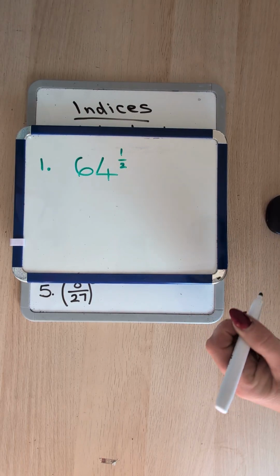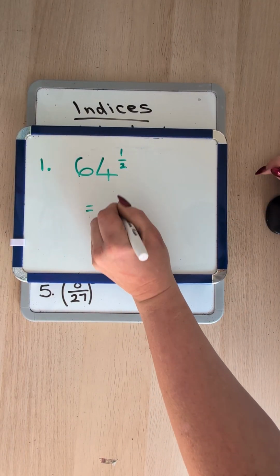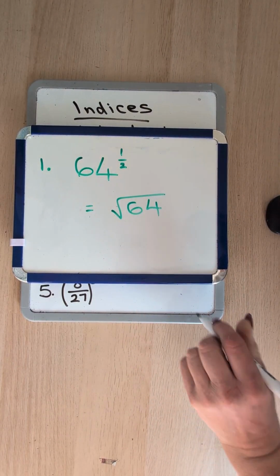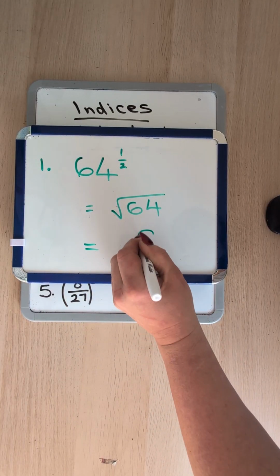Right, so anything to the power of a half is a square root. So the square root of 64 is equal to 8.